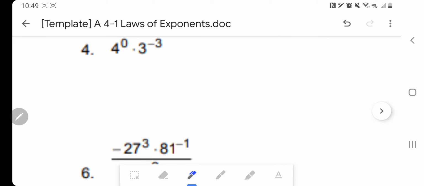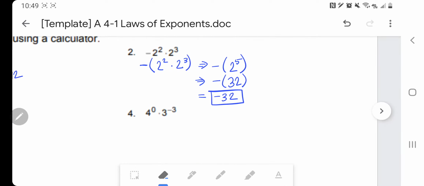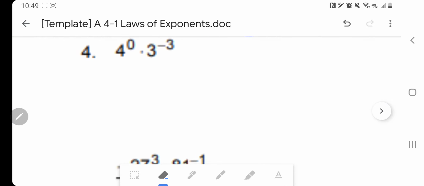32. Alright, lastly, I just wanted to take a look at a problem where there is no like base, and it's not an easy fix like the previous problem. On this problem, we have to take into consideration the exponent that is the power of 0. When anything is raised to the power of 0, it automatically equals 1. So here we just have 1 times 3 to the negative 3rd power.